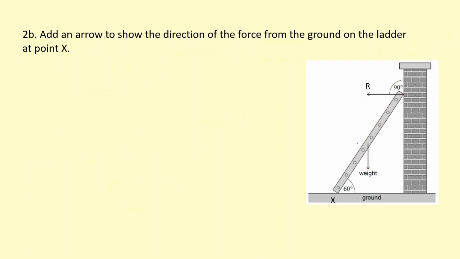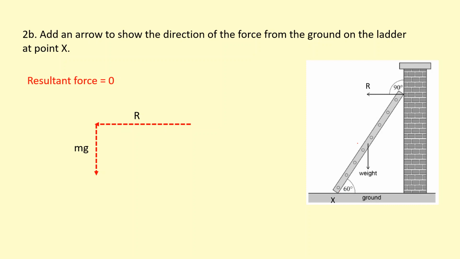Okay, add an arrow to show the direction of the force from the ground on the ladder at point X. So we're still going to use the idea that the resultant force equals 0 to figure out the direction of the force at point X. We know the normal reaction force is acting towards the left like this, and the weight is acting downwards. So I need another force which is going to balance these two forces, one force at point X.